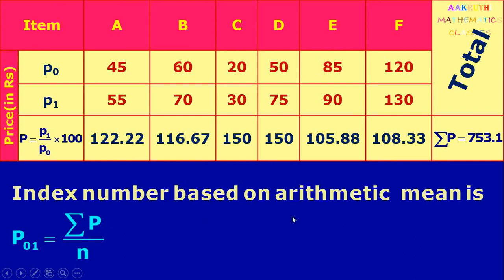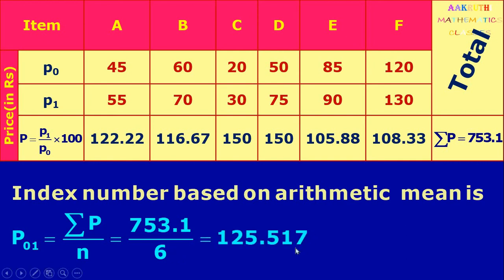Then the index number based on the arithmetic mean is P01 equal to summation of P divided by N. Here summation of P is 753.1, and N, the total number of items, is 6. Therefore P01 is 753.1 divided by 6. So the answer is 125.517.